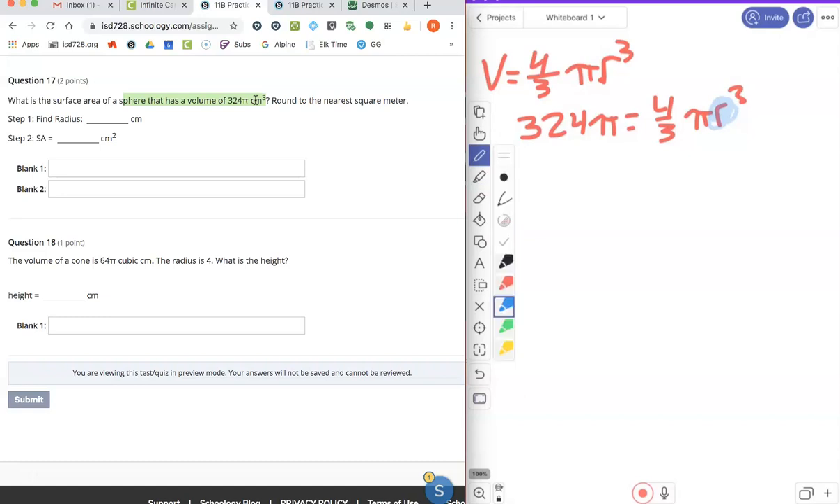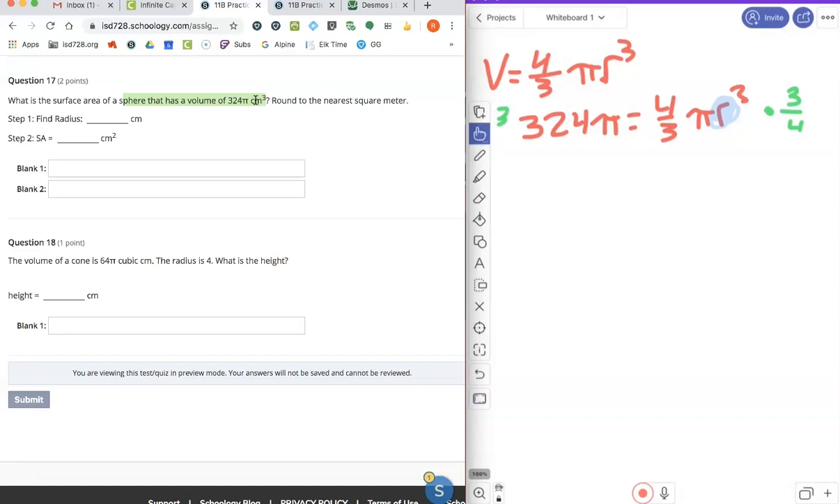First step is going to be to try to get the 4/3 and the pi over to the other side. So to get rid of this 4/3, I want to divide by 4/3. When you divide by a fraction, it's like multiplying by the reciprocal. If I take 4/3 times 3/4, I get 12 up top, 12 on the bottom. These cancel out. So I'm going to multiply both sides by 3/4.